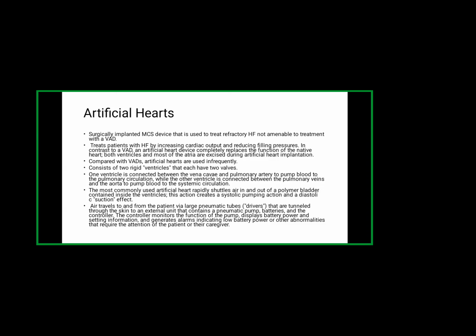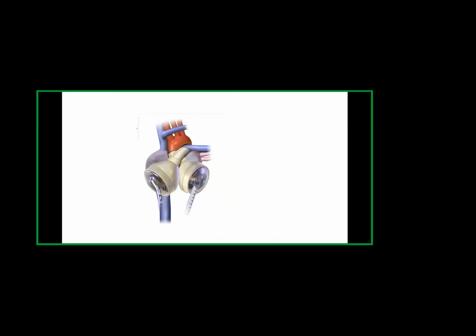The most commonly used artificial heart rapidly shuttles air in and out of a polymer bladder contained inside the ventricles, and this action creates a systolic pumping action and a diastolic suction effect. This air travels to and from the patient via large pneumatic tubes that tunnel through the skin to an external unit that contains a pneumatic pump, batteries, and the controller. The controller monitors the function of the pump. It displays battery power and certain information. So entirely what it does is just take over the function of the heart.